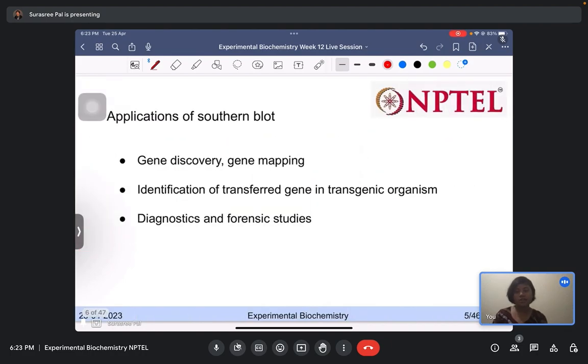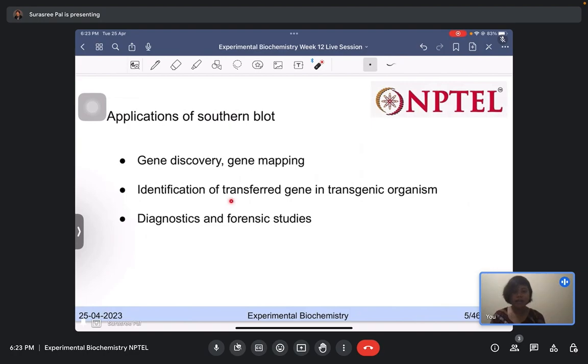What are the applications? As I mentioned, gene discovery, gene mapping. So whether a gene is present in one organism or not, and the mapping of the genes, can be done with Southern blot. Identification of a transferred gene in a transgenic organism. Suppose you are transferring a particular gene into an organism by some recombinant DNA technology methods, and then after that we want to confirm whether this gene is actually transferred or not, right?